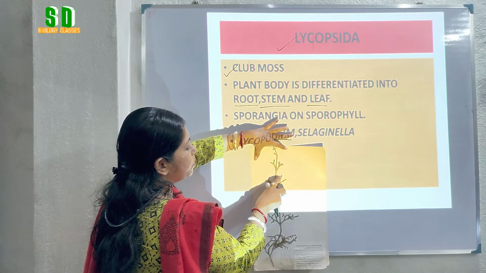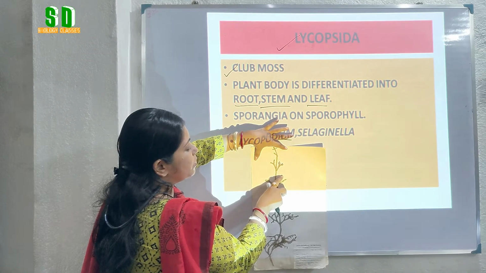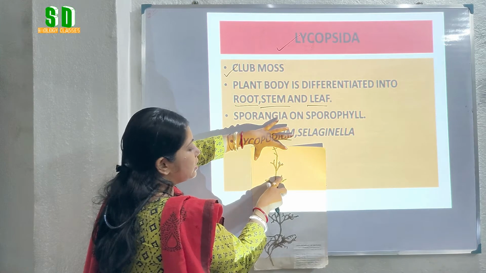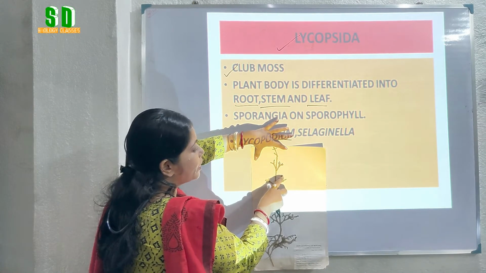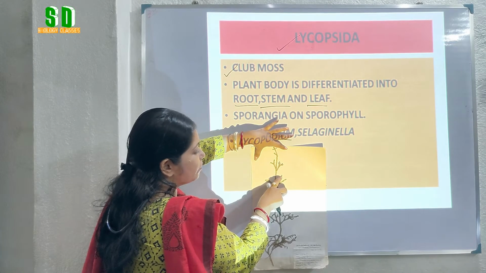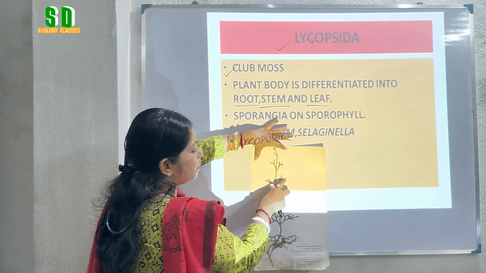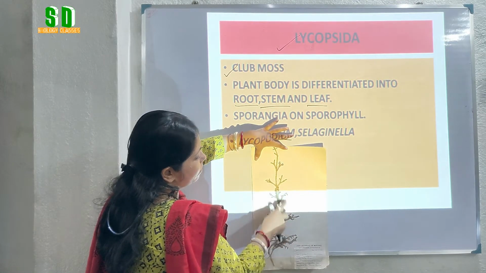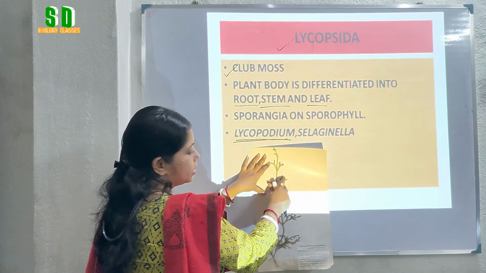At the tip portion, why are the leaves condensed? Because these leaves bear the spores. That means they are the sporophylls. Here, a compact cone-like structure is absent in case of Lycopodium. So the sporophylls, or the leaves that bear the spores or sporangia, are present at the tip of each and every branch, and the sporophylls bear the spores.